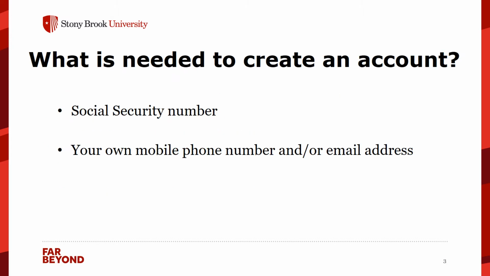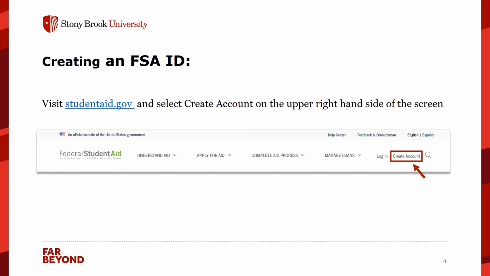In order to create an FSA ID, you will need your Social Security number, a mobile phone number, and your email address. The first step in creating an FSA ID is to visit studentaid.gov and select Create Account in the upper right-hand side of the screen.